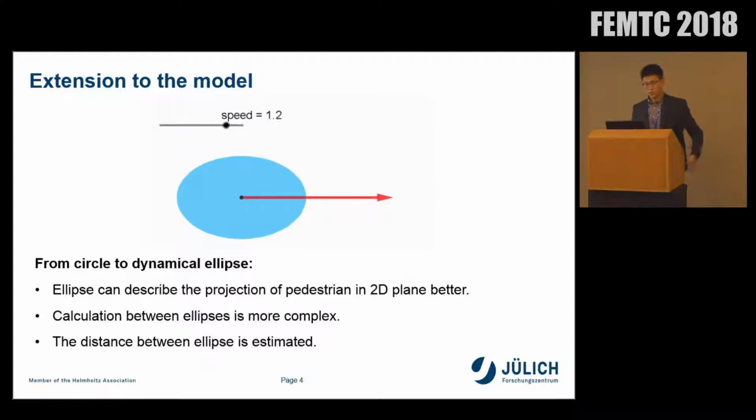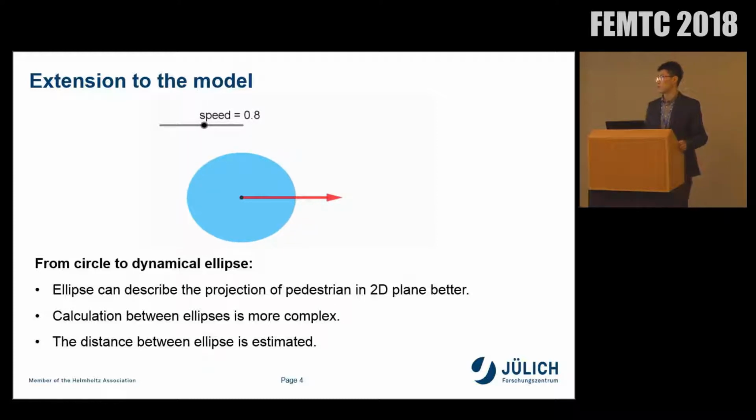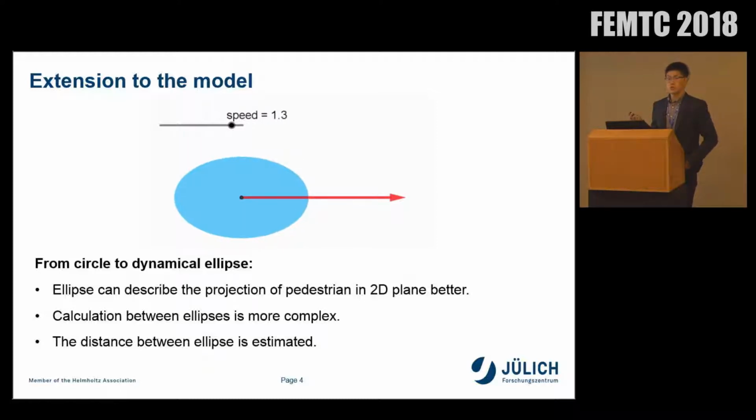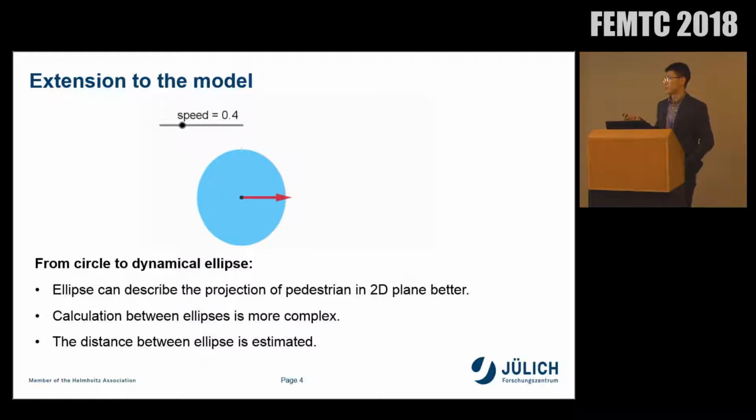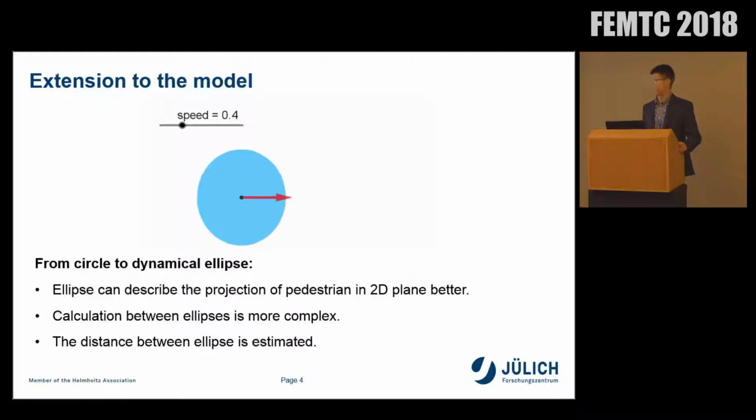The dynamical ellipse has already been used in force-based models and has been proved to give better performance in some scenarios. So I want to introduce the dynamical ellipse into the velocity-based model and compare the simulation results. But we both know that the calculation between ellipses is more complex than between circles, so during this process we made some approximations that may influence the results.